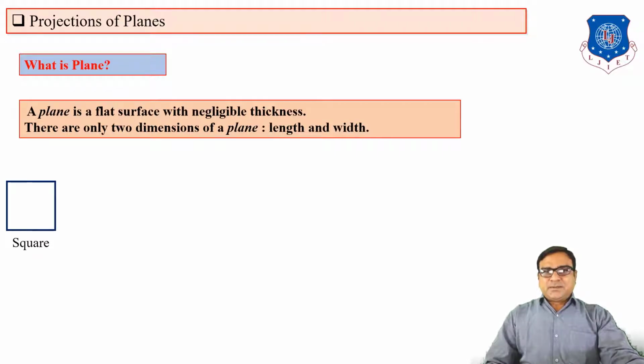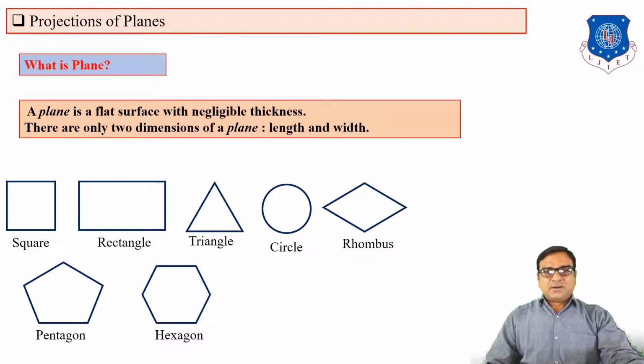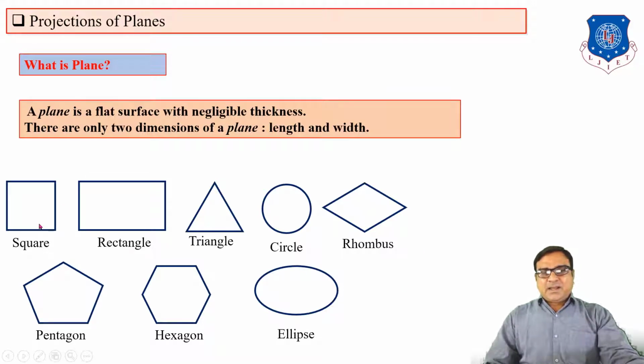So in this chapter we want to take the projection of 2D planes like square, rectangle, triangle, circle, rhombus, pentagon, hexagon, and elliptical planes. Now, a square is a figure in which all four sides are equal and the lengths of its two diagonals are also equal. The midpoint of the two diagonals is one point, which is the center of the square.